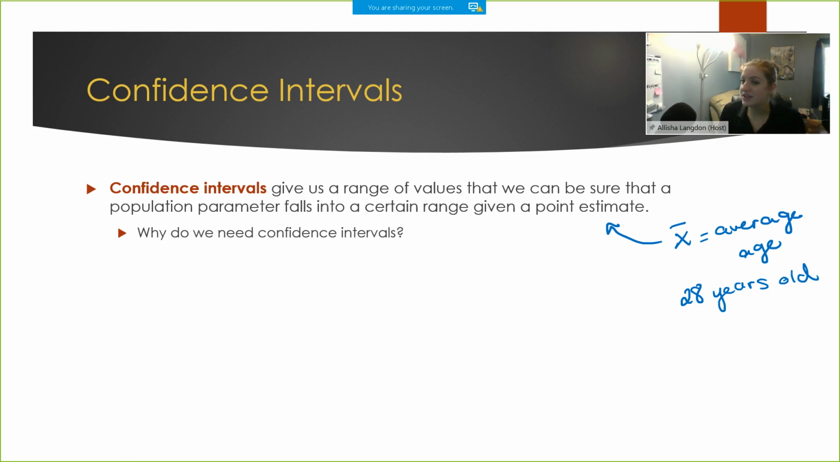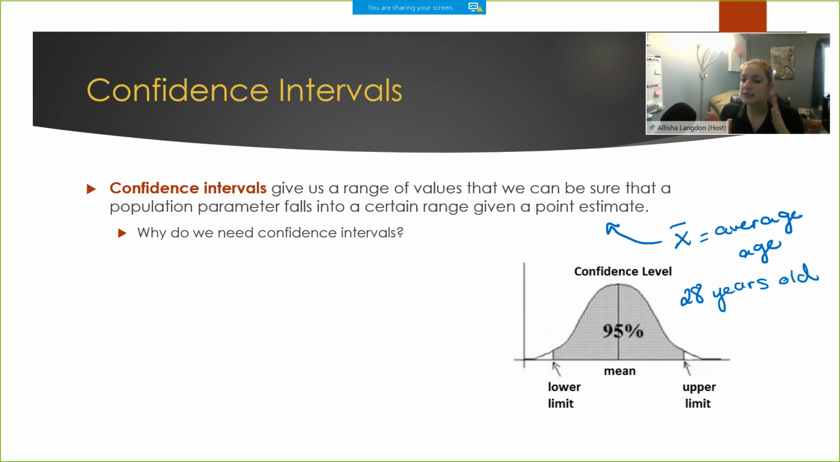So why do we need confidence intervals? Well, we need to be able to give ranges for a value because we don't know exactly what that value is, since we can't survey the entire population. So we need to take a sample and be pretty sure that we can apply it to the entire population. It's really what we're doing with confidence intervals: taking a sample and translating it to the entire population.